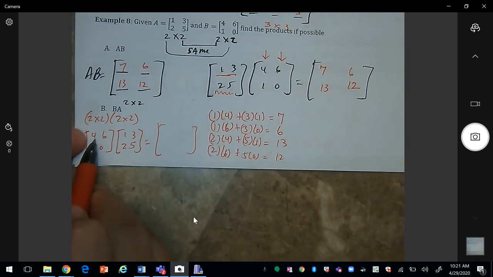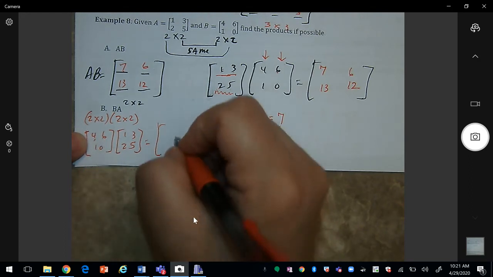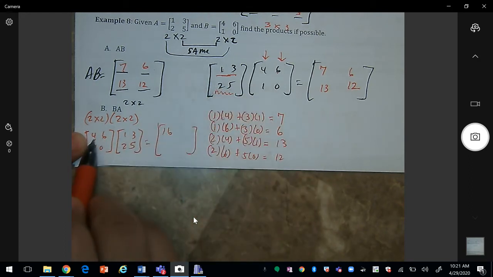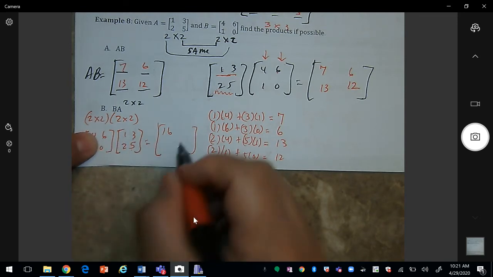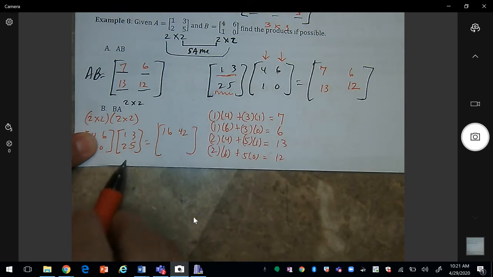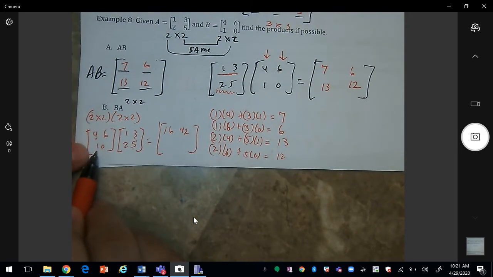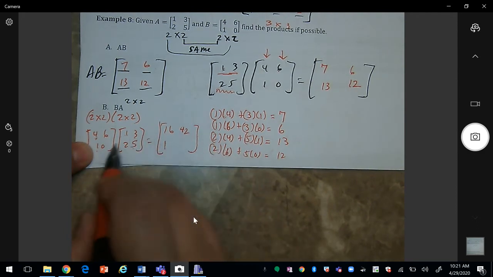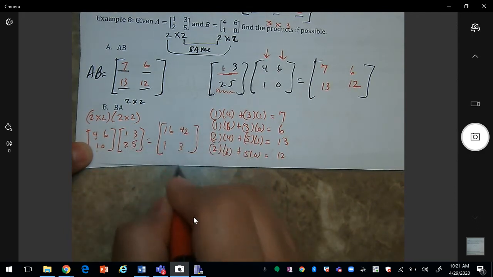So we would say 4 times 1 is 4, and 6 times 2 is 12. So 12 plus 4 is 16. 4 times 3 is 12, and 6 times 5 is 30. So if we add 30 plus 12, we get 42. Go to the second row, 1 times 1 is 1, 0 times 2 is 0, so we get a 1. 1 times 3 is 3, 0 times 5 is 0, so we get 3.